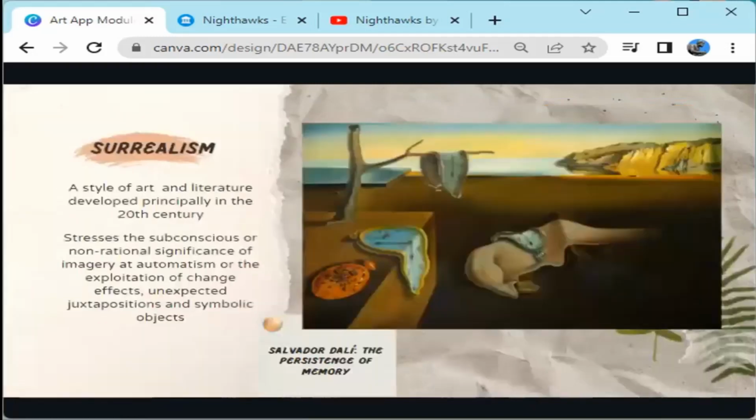Now, another is surrealism, and surrealism as a style of art and literature developed principally in the 20th century. Now, it stresses the subconscious or non-rational significance of the imagery, automatism, or the exploitation of chance effects, unexpected juxtapositions, and symbolic objects. So, gaya ng example, ng work na to ni Salvador Dali, The Persistence of Memory.